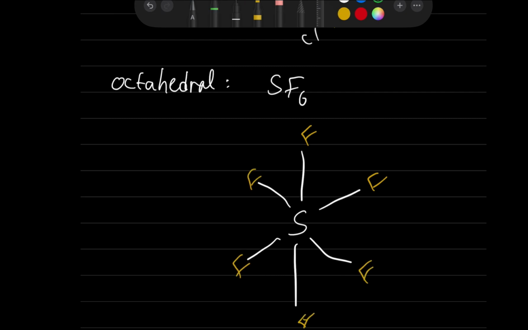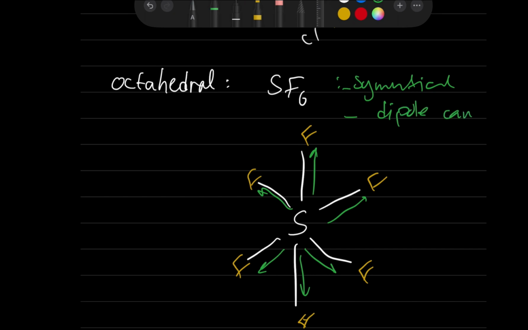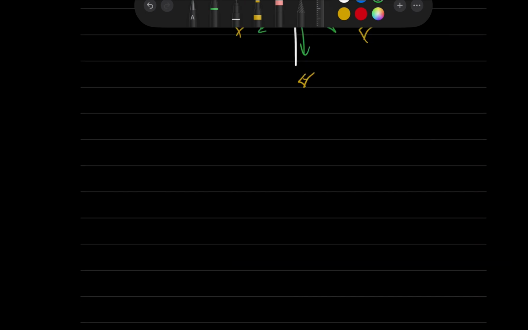They have opposite directions. This will cancel this and this. You can see that all of the dipoles, since it's symmetrical, cancel out, and that's why it's nonpolar. Since it's nonpolar, it contains only one type of van der Waals force, which is the instantaneous dipole-induced dipole. You have to keep this in mind.